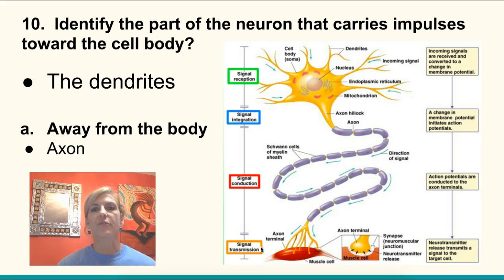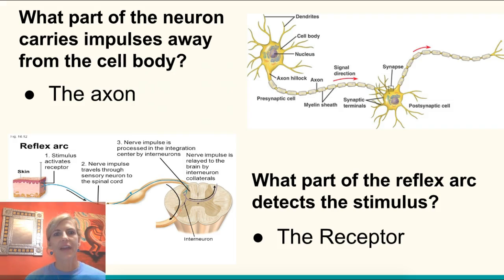The part that carries impulses toward the cell body, notice the arrow here, those are the dendrites. The part that takes it away from the cell body, again follow the arrows, that's the axon. Okay, it looks like this is a repeat. We already talked about axons take information away from the cell body.